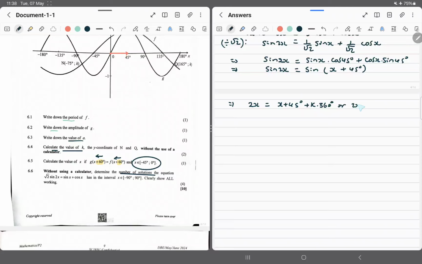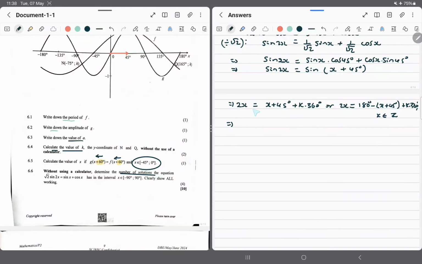or 2x is, remember for sine we consider two angles, 180 degrees minus this x plus 45 degrees, plus k times 360 degrees, where k is an element of integers. Okay, some stories are starting to happen there.